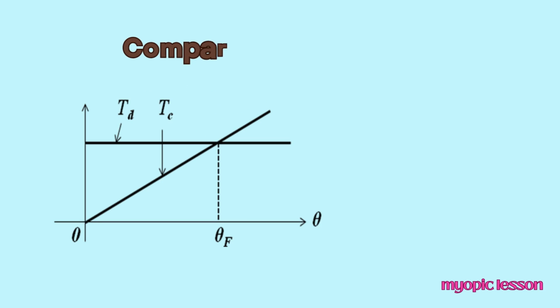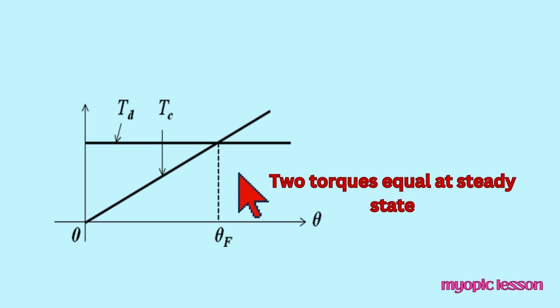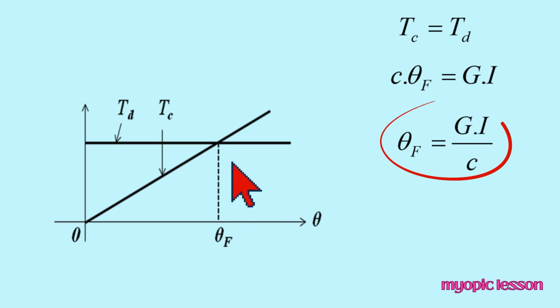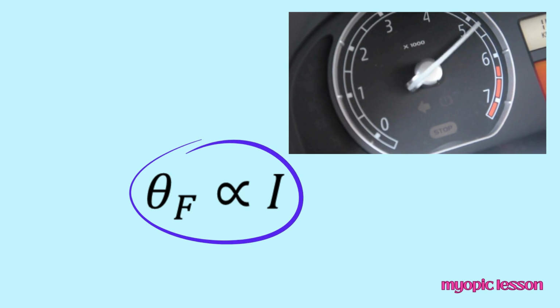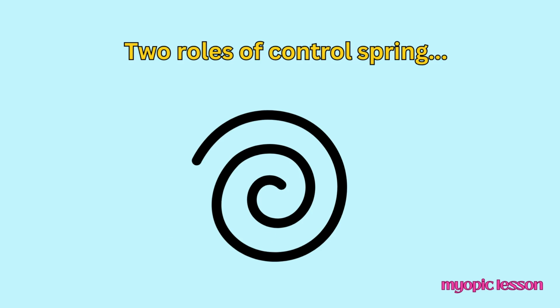On comparison of the two torques Tc and Td, a certain angle of deflection θf is obtained when the two opposite torques Td and Tc become equal. The moving system containing the pointer attains a steady deflecting angle θf. As a result, the particular steady-state angle to which the pointer sticks is proportional to the applied current I in the coil. Each of the two springs has two different roles to play.